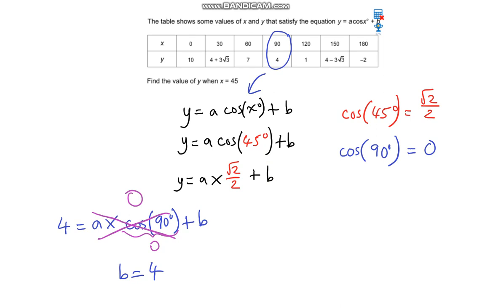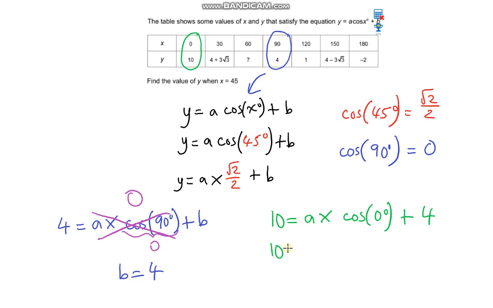And to do that, I'm going to choose these values, and I'm going to do exactly the same thing. So I'm going to use this equation here. Wherever there's a y, I'm going to replace that with 10. So we've got 10 equals a times the cosine of x. So that's the cosine of 0, plus b. Now we know what b is. We've figured out that b is 4. So all we need to work out now is a.